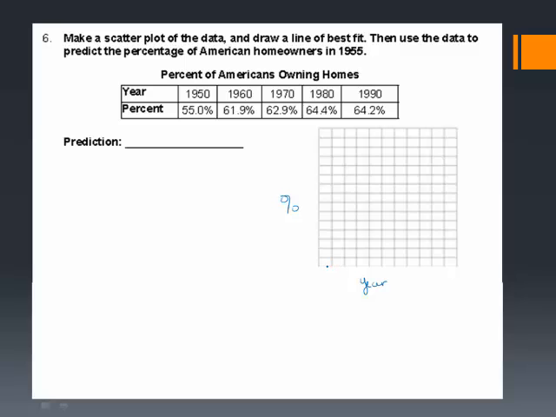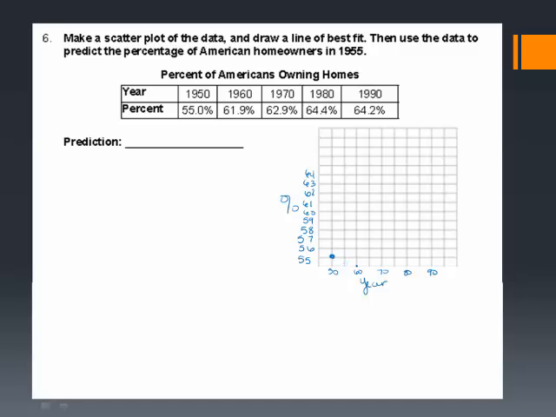I have 1950 to 1990, so 40 years. So if I make this 50, 60, 70, 80, and 90. And then percent-wise, I go between 55 and 64. So if I start at 55, I can make each line 1%. And I have room. Now in 1950 we were at 55%.